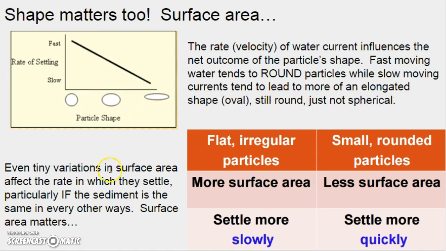Not a sphere here. So even tiny variations in surface area affect the rate at which they settle, particularly if the sediment is the same in every other way. Surface area matters here. Flat, irregular particles have more surface area, so they settle slowly. Small rounded particles, less surface area, they settle more quickly.